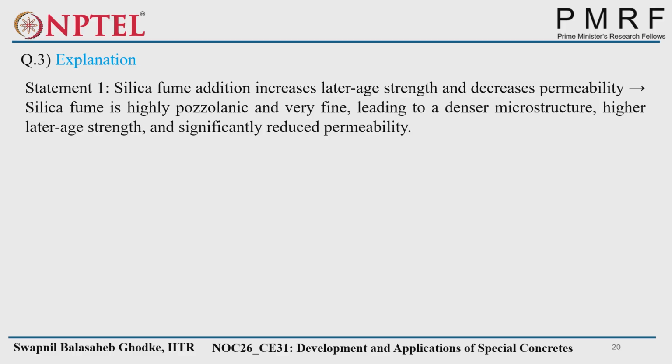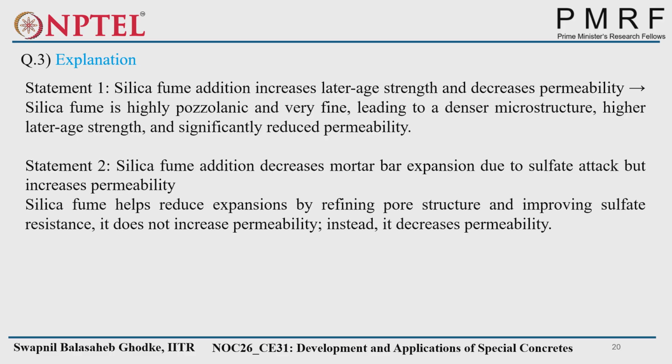See, silica fume is highly pozzolanic and very fine, leading to a denser microstructure. We already saw it gives the lateral strength and significantly reduces the permeability, because it reduces the voids by creating extra CSH. That extra CSH reduces the voids, and because of reduced voids we get the lateral strength. So it decreases the permeability: no voids, no permeability.